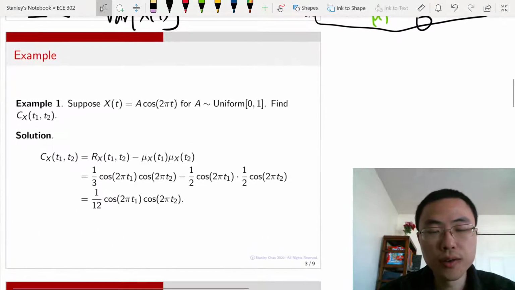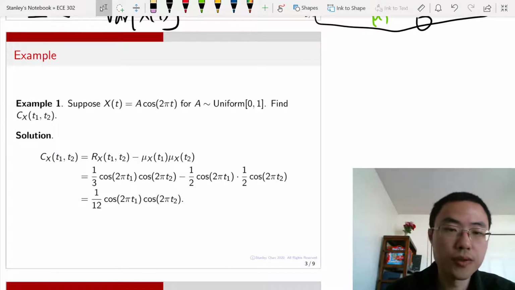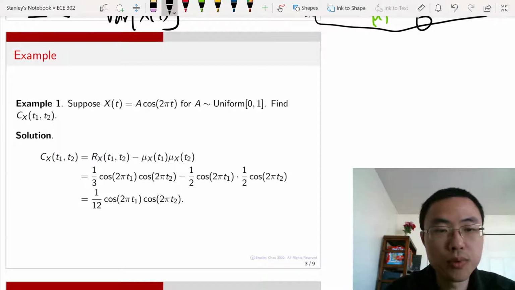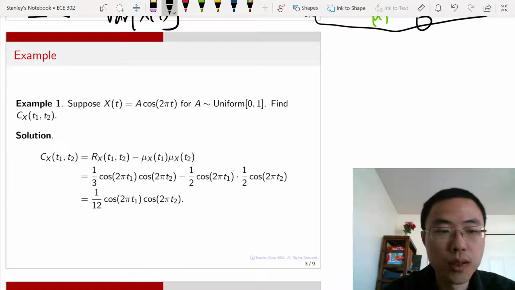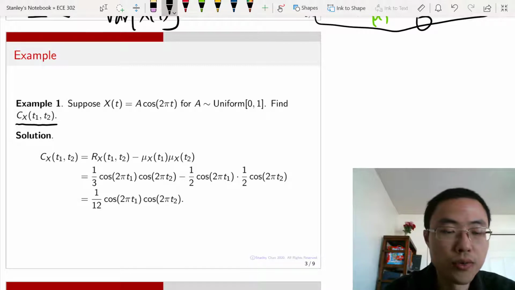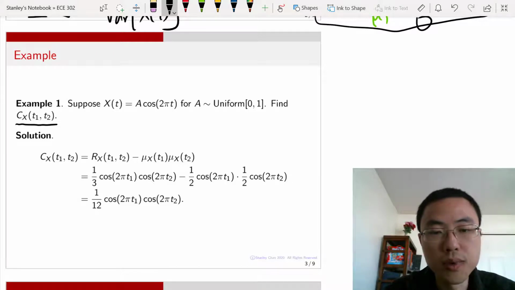Okay, so let's look at two very quick examples. The first example is that you have a random process x of t. It is A times cosine 2 pi t, where A is distributed uniformly in 0 and 1. So what do we want? We want to find the autocovariance function. The autocovariance function, as we have defined, is the autocorrelation function minus the mean.